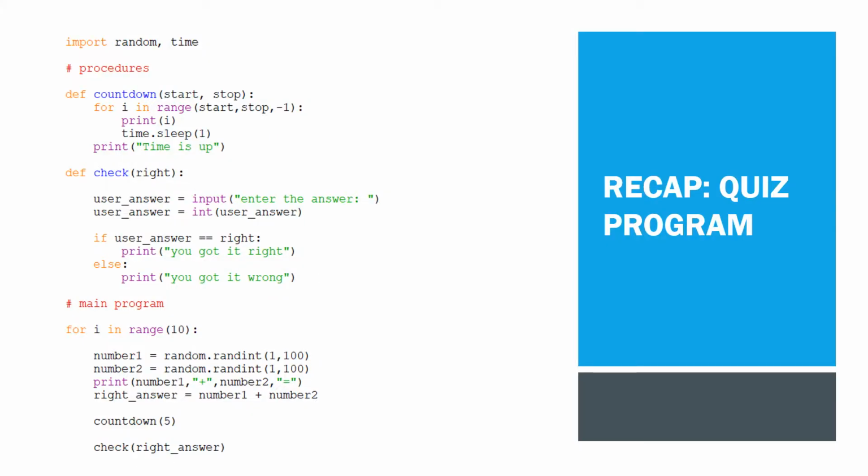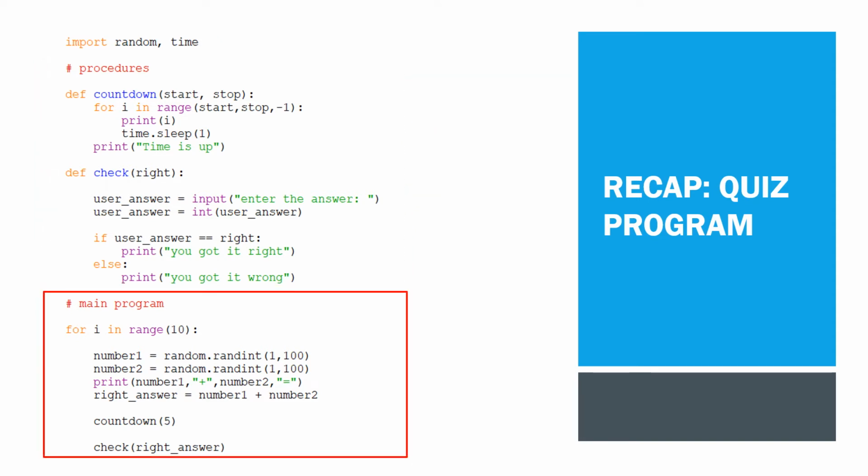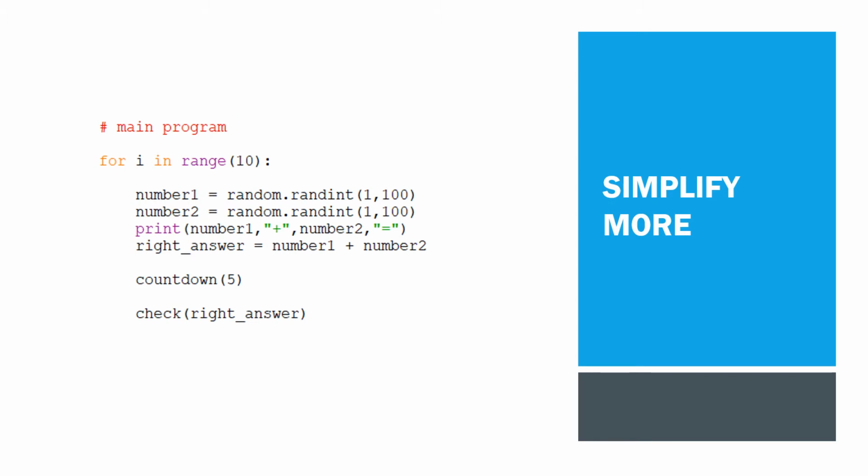So here's what our quiz program looks like right now. We begin by importing the random and time modules. We've written two procedures, countdown and check, and the main program is becoming quite short now because it uses those procedures. So here's the main program. I'm going to simplify it even more. I'm going to take the final remaining block of code and take that out and make it into a new procedure, or actually a function.